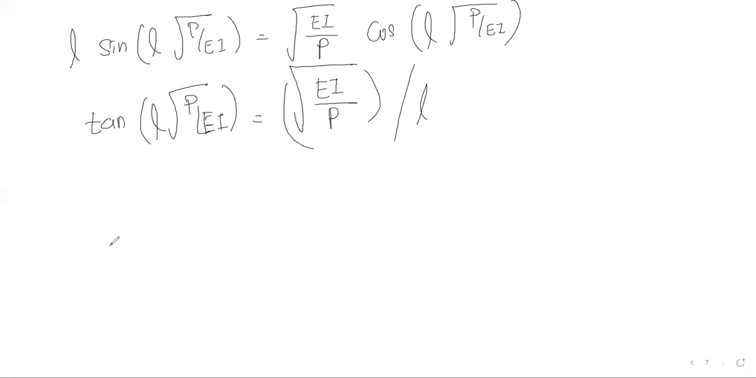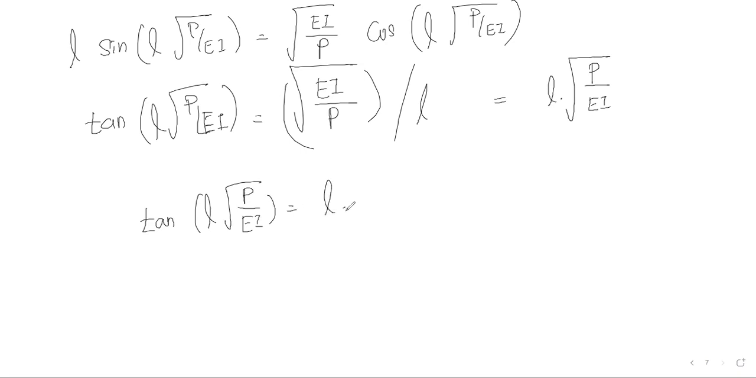I think I have done something wrong. So now this term we are going to write as a, L into root under P by EI. Which is nothing but tan L root under P by EI is equal to L root under P by EI. So this is the term we are getting now.